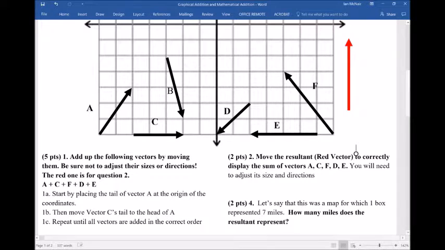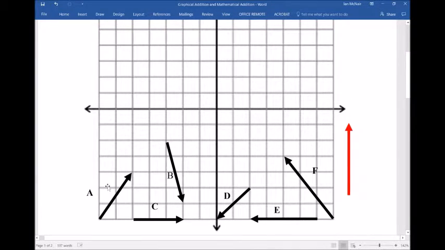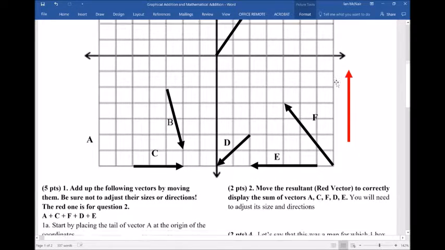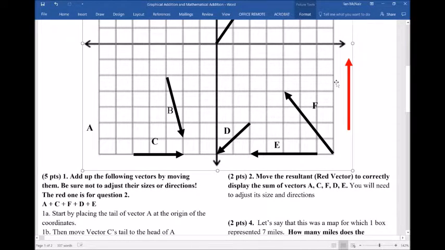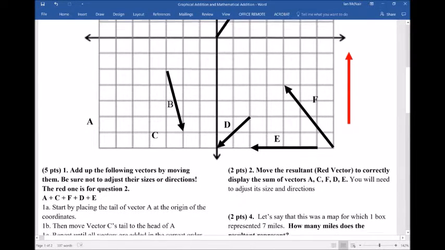So we have A plus C, so there's no B in this one, plus F plus D plus E, and there's some directions. Start by placing the tail of vector A at the origin of the coordinates. So I'm going to take A and move it right here. All of them should be perfectly box length, so even though there's a little space here, don't worry too much about that. Then we have C, and we're going to use the tip to tail method, or the head to tail method. So I'm going to throw that right there. Then we have F, D, and E.